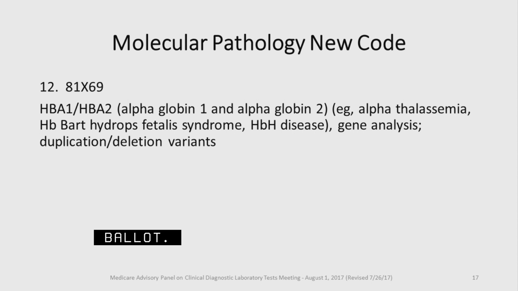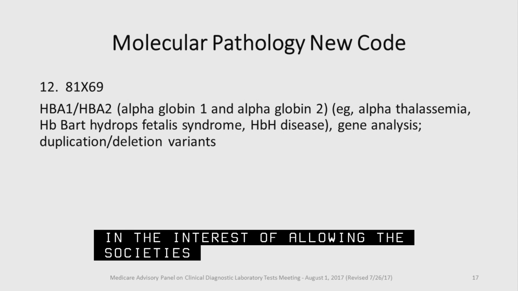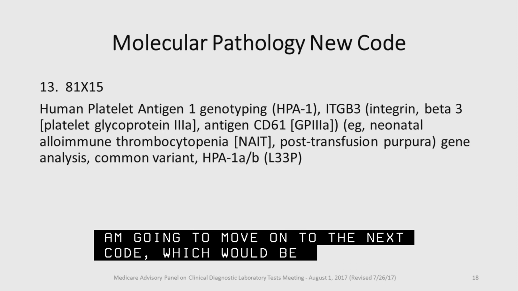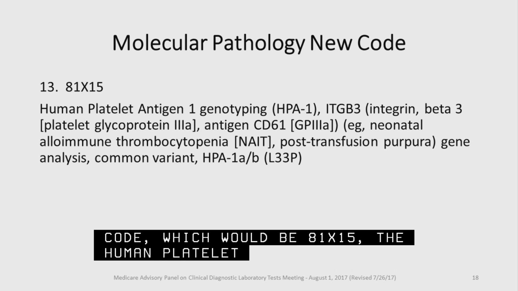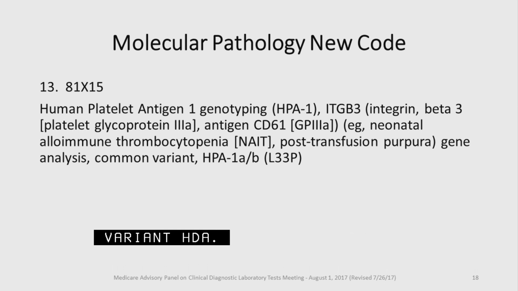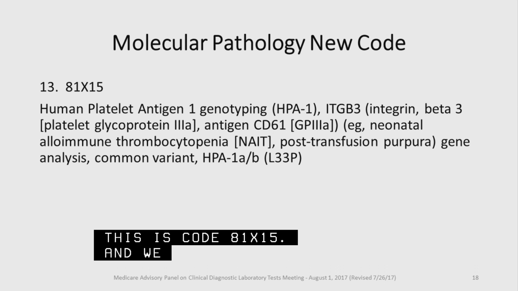So, in the interest of allowing the societies to do their review, I'm going to move on to the next code, which would be 81X15, which is the human platelet antigen 1 genotyping, and it's gene analysis common variant HPA-1A/B (L33P). So this is code 81X15. And we have crosswalks for this code to 81376.